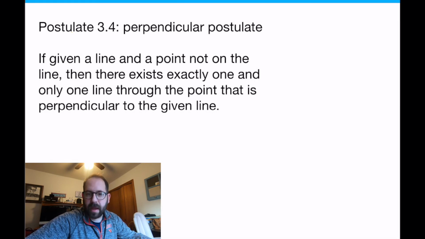Okay, so now 3.4. This is again one that we had on Friday. This is the newest one, the one that was new to us when we had it. Postulate 3.4, perpendicular postulate. Given a line and a point not on it, there exists exactly one line that is perpendicular to the given line, passing through the point.